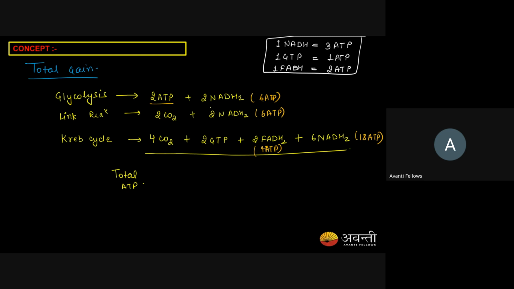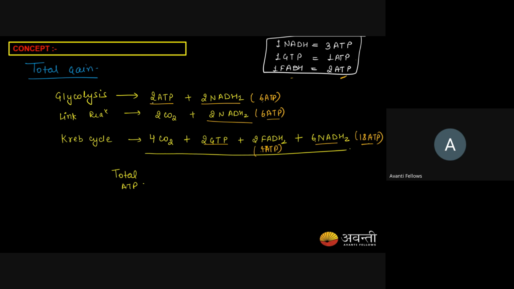We have 2 ATP here. Okay? We have 2 NADH2. 1 NADH is equals to 3 ATP. Then 2 NADH is equals to how many ATP? 6 ATP. Then again we have 2 NADH. 2 NADH is equals to 6 ATP. 2 GTP. 2 GTP is equals to again 2 ATP. 2 FADH. 1 FADH is equals to 2 ATP. So we will write it here 4 ATP. 6 NADH is equals to how many ATP? 6 3 ja 18 ATP.